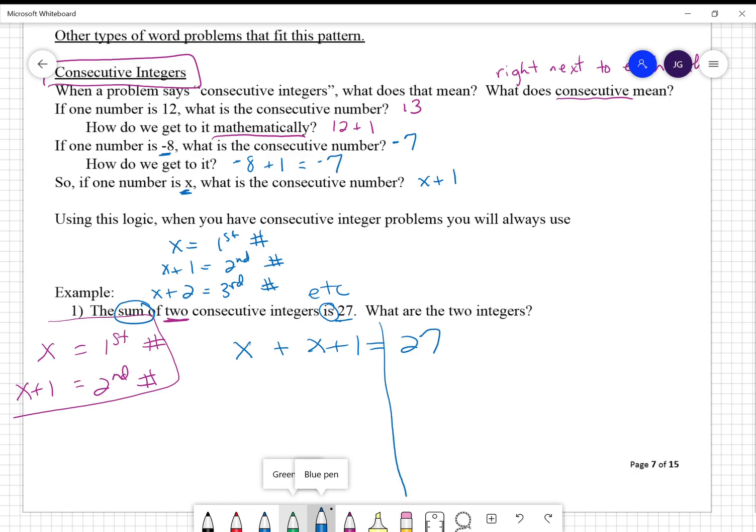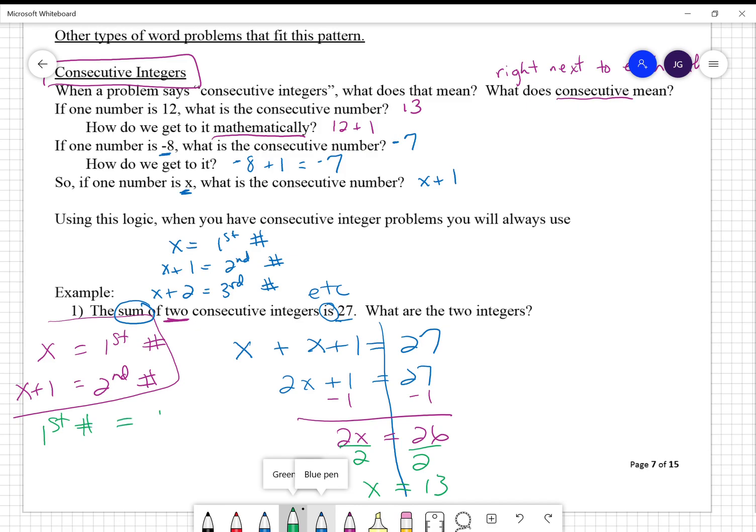Now I'm going to solve. X plus x is 2x. Subtract 1. Divide by 2. X equals 13. Now remember, x is the first number. My second number is 13 plus 1.